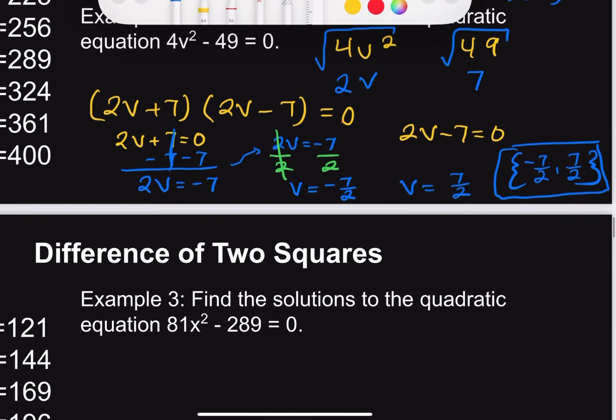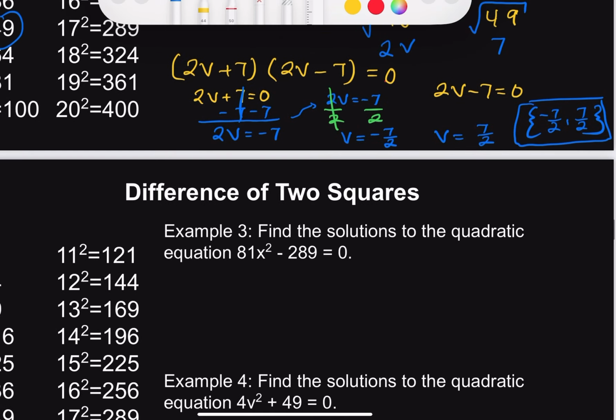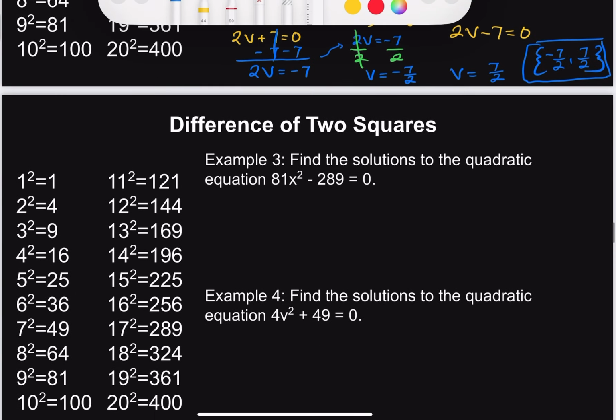Two more examples. This one says 81x squared minus 289 equals 0. Let's check our perfect squares list. 9 squared is 81. 17 squared is 289. We are subtracting between the two terms, and it's equal to 0. So we can factor by using the difference of perfect squares.